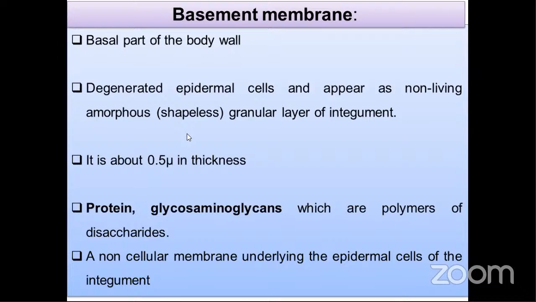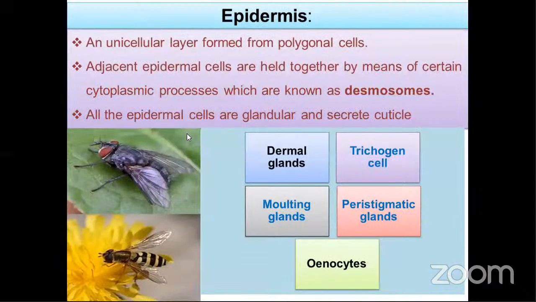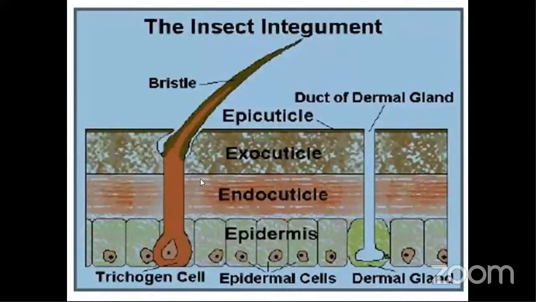Next, the second layer, the epidermis. I already mentioned that it is a unicellular layer, because uni means only one cell. It is formed from polygonal cells. You can see this picture.